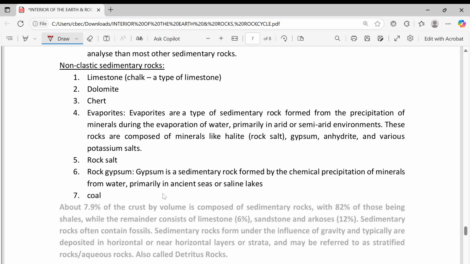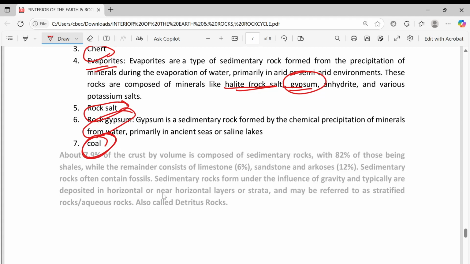Then non-clastic sedimentary rock. Non-clastic means not mineral origin. Here mainly remember limestone or chalk. Then dolomite is also a type of limestone. Then chert. Then evaporites like halite and gypsum. Remember mainly gypsum; gypsum is also a sedimentary rock. Then rock salt, rock gypsum. Then coal, very important. Coal is also a sedimentary rock. Sedimentary rocks make up about 7.9%, almost 8% by volume. These are also called stratified rocks, detrital rocks or aqueous rocks.